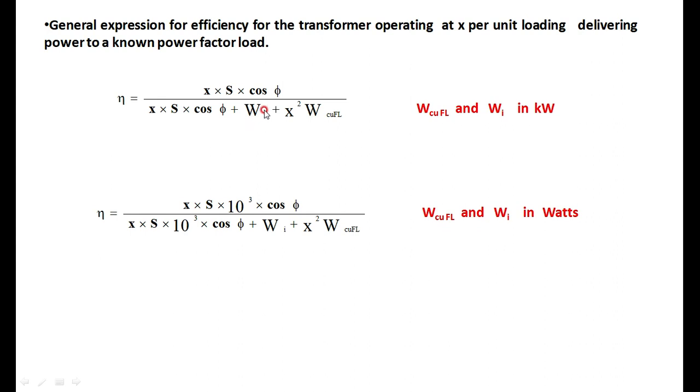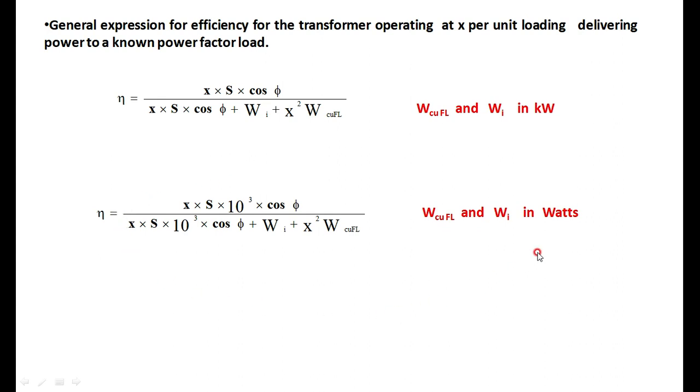Iron loss remains constant irrespective of loading condition. However, for different loads you have a different copper loss. Therefore, the copper loss at any load is equal to x square times the copper loss at full load. Here S is taken as kVA. Therefore, your iron loss as well as the copper loss should be in terms of kilowatts. If the iron loss and copper loss are given in watts, you have to convert them to kilowatts and substitute in this expression.